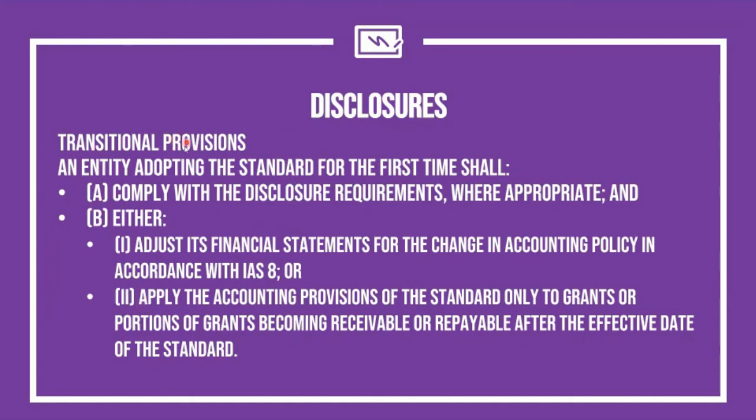That's why it's called transitional provisions. This is because it is possible that you already have a government grant prior to the existence of this standard. Okay? But of course, since the standard has been in effect for the longest time already, most probably you will not do number one anymore. You will just do number two.